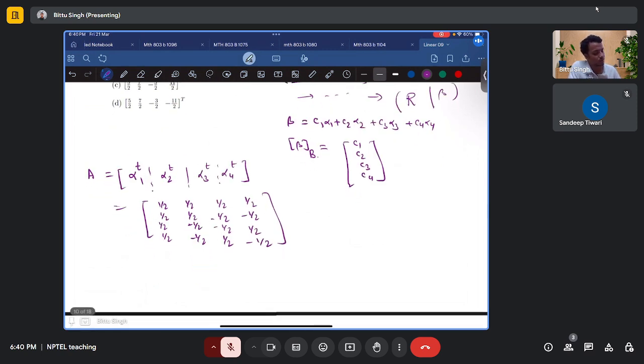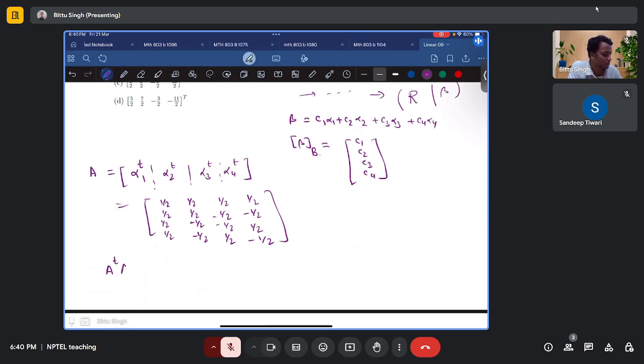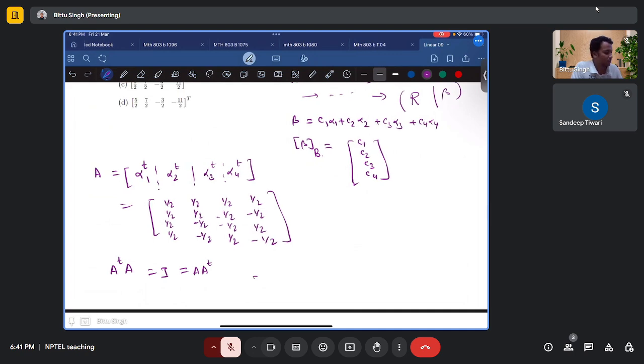So if you notice this multiplication A transpose A, this is actually the identity matrix. Just take the transpose and multiply. This is identity, and this is also the same as A transpose. So from here it is clear that A is orthogonal. What is the meaning of this? A is orthogonal means just multiply this with other things, this will give 0, and multiply this with the same thing, this will give 1, right?